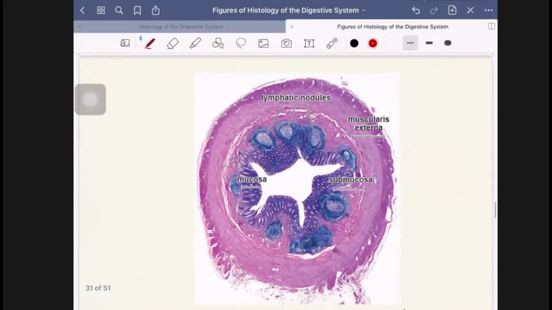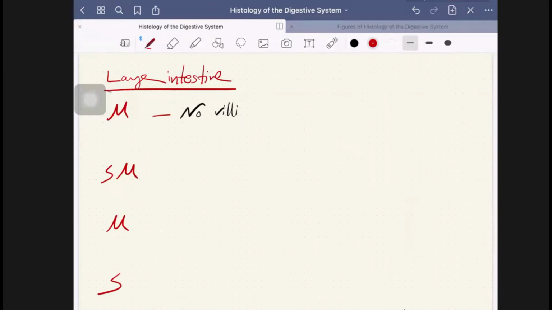Now, before going to this slide, you see here. The muscle layer is similar, then the serous layer is similar, and in the submucous layer, as we mentioned earlier, there will be no glands, but numerous lymphatic nodules will be present.